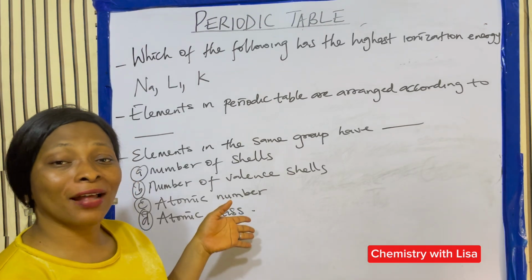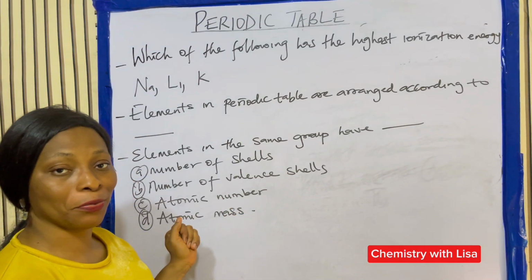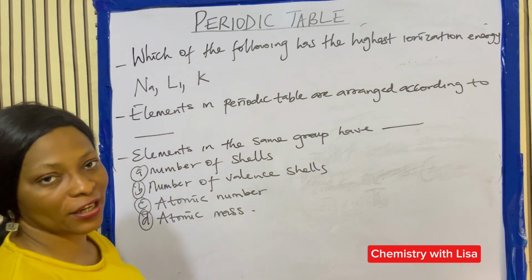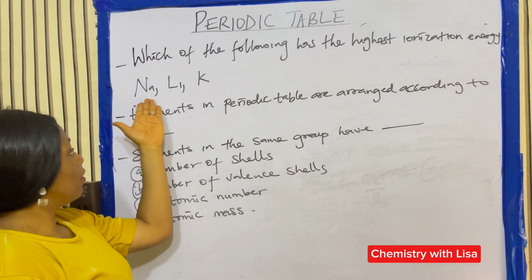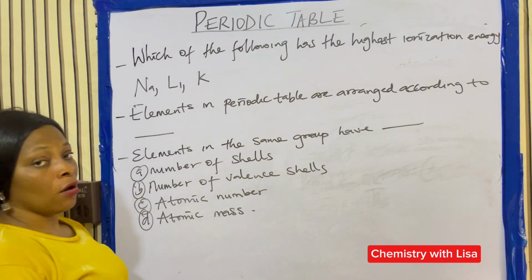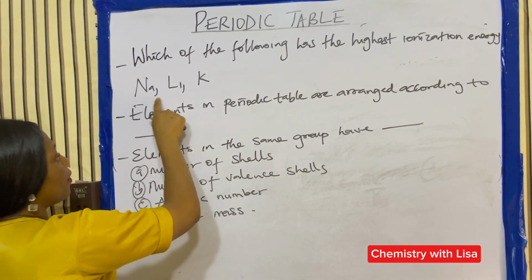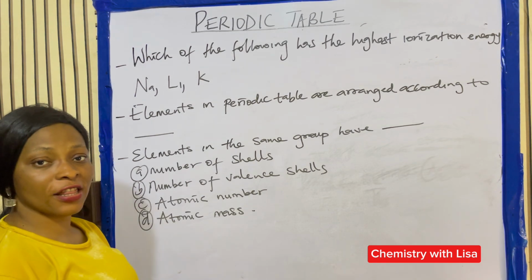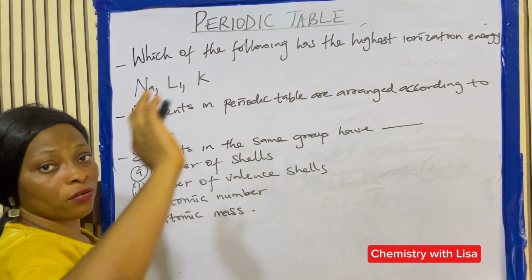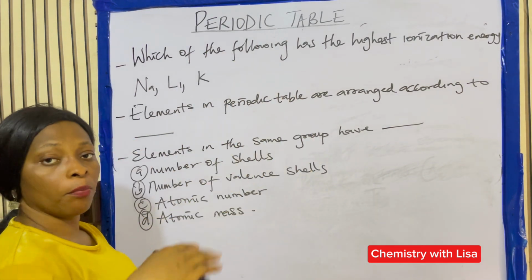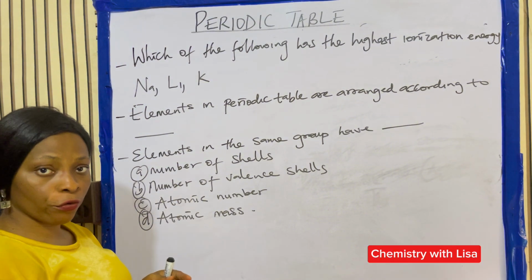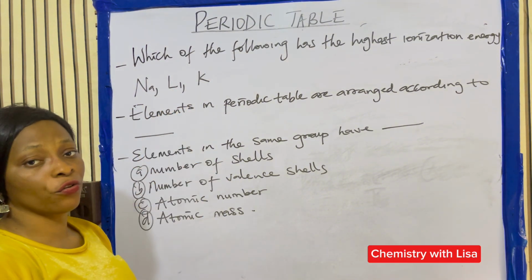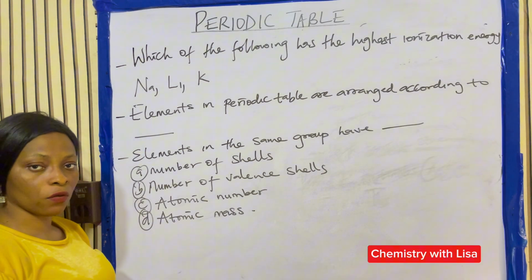Okay, so let's look at some of the past questions on periodic table. The first question says, which of the following has the highest ionization energy? Now look at these elements. One thing you will discover is that these elements are all in the same group. And ionization energy increases across the period, but decreases down the group. So, since ionization energy decreases down the group, what will be the answer to the question?